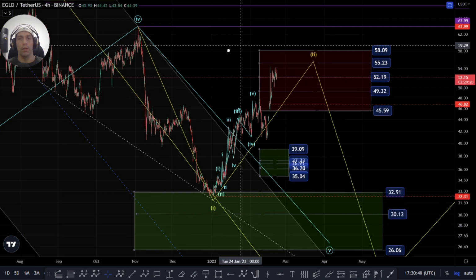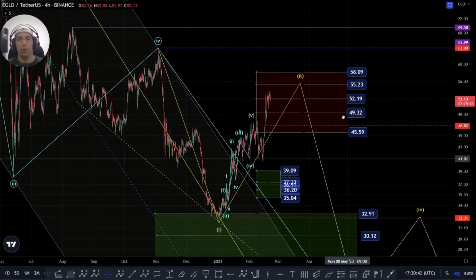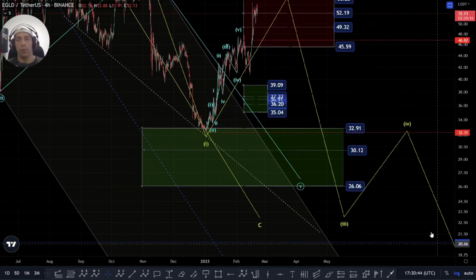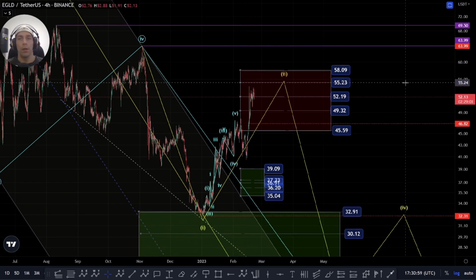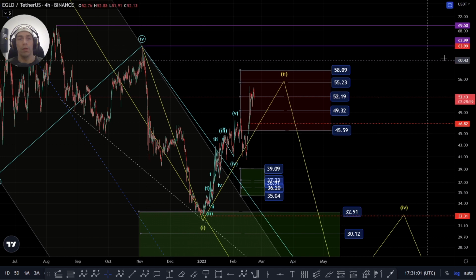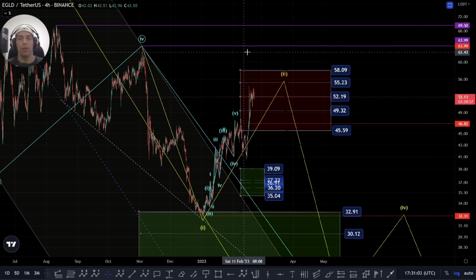Either something like this, where we form this as a 1, 2, and then we look to form a deeper third, fourth, and fifth wave to the downside, where we look at this as being the wave 2, looking for a potential zigzag in this area. So this is the zone where we could face rejection, this 58.09 to this 55.59. An important area here is to get back above this 63.99.